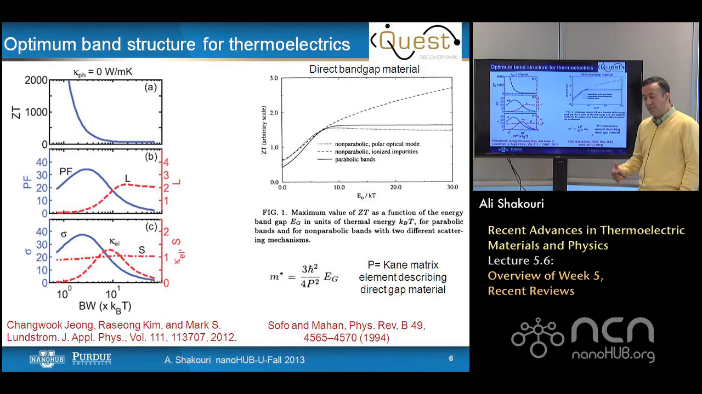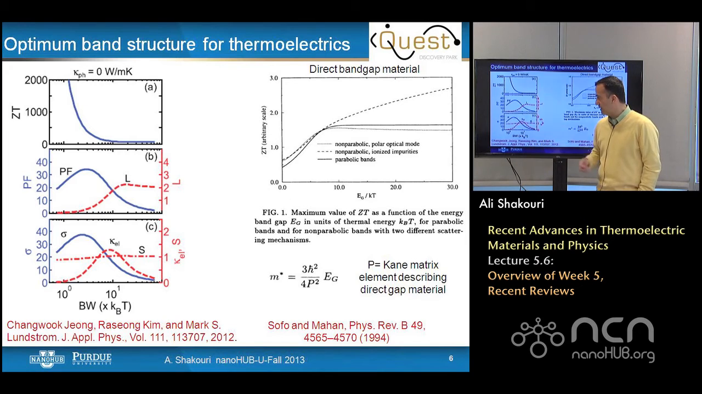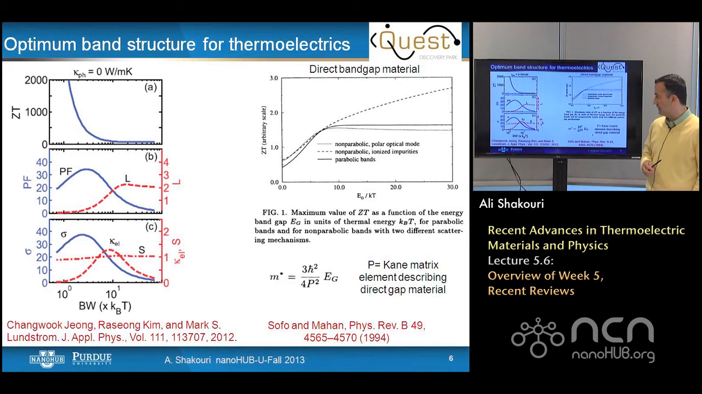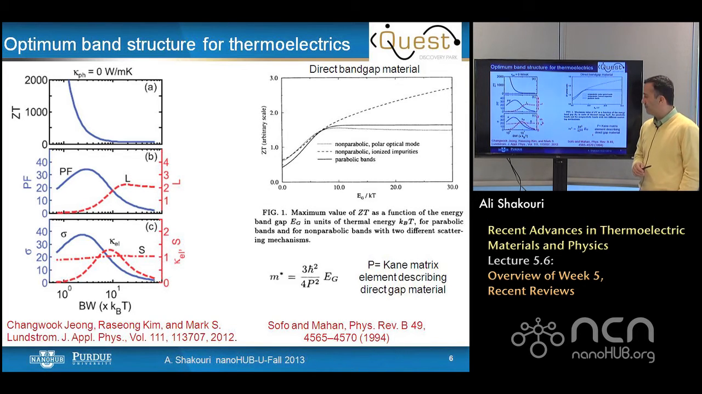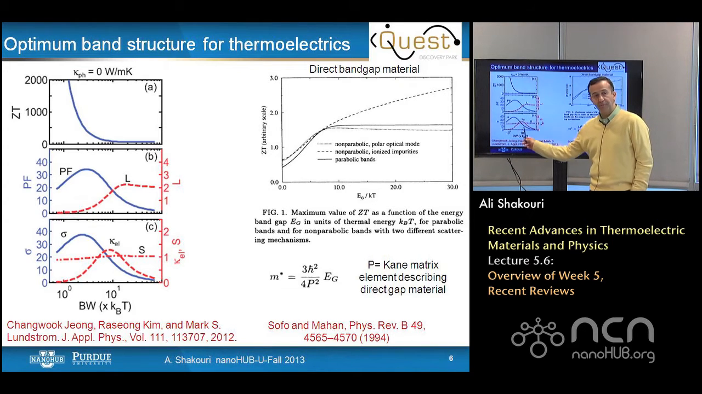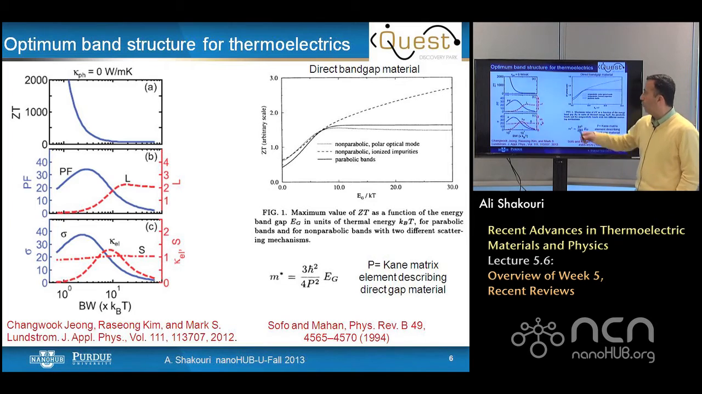Then we turned to the question of what is the optimum band structure for thermoelectrics. That's a complex question. There are two important viewpoints. One of them is from Chang-Wook Jeong, Raseong Kim, and Mark Lundstrom, who recently published results of how ZT, the power factor, and various components of the power factor and ZT change as a function of the width of the band, in certain limits, when the lattice thermal conductivity is 0 or non-zero.